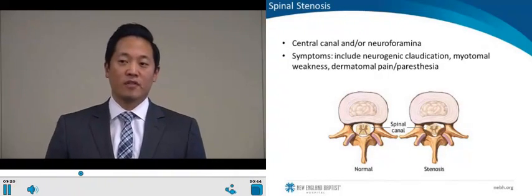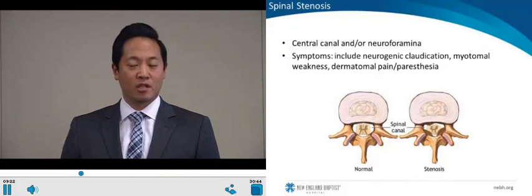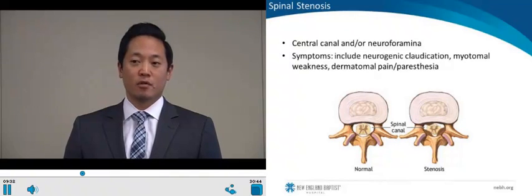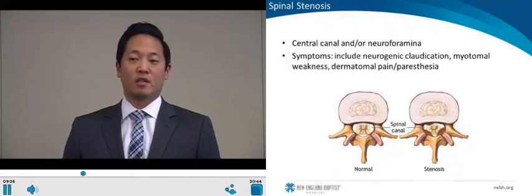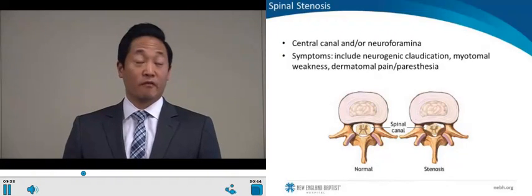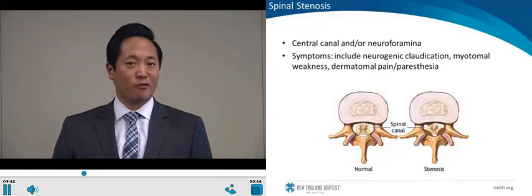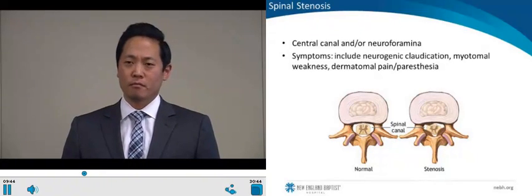Commonly, this can also be alleviated by forward flexion type positioning, so patients who will use a shopping cart will often say, I can walk further before I experience these symptoms. Walking uphill, using a bike, these also tend to be less susceptible to onset of these symptoms because of the forward flexion that's associated with these activities. This should be distinguished from vascular claudication, which typically does not improve with forward flexion type positioning.